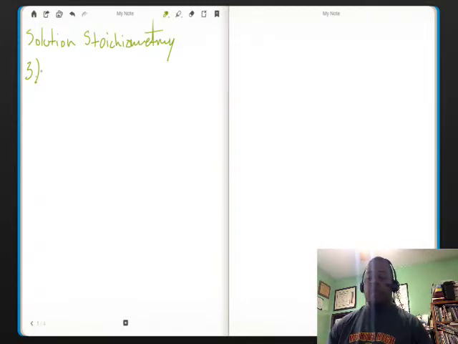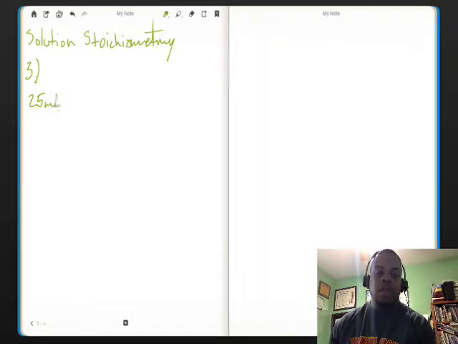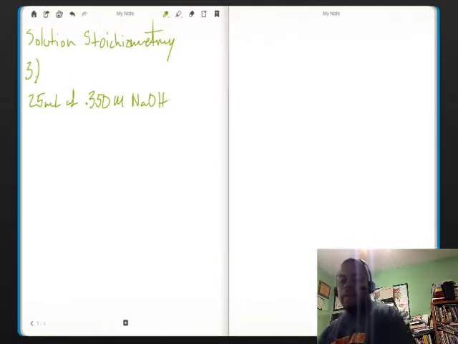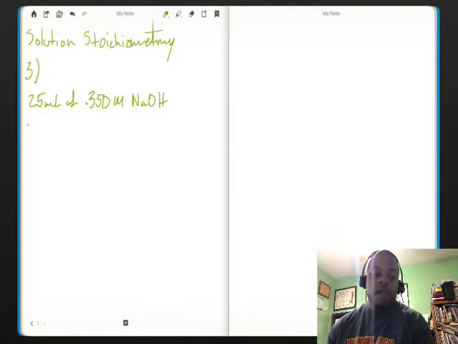So, problem number 3, 25 milliliters of 0.350 molar sodium hydroxide are added to 45 milliliters of 0.125 molar copper 2 sulfate. How many grams of copper 2 hydroxide will precipitate? So, taking a look at this, let's write out our givens. So we have 25 milliliters of 0.350 molar sodium hydroxide. Okay, and the next piece is 45 milliliters of 0.125. This is our copper 2 sulfate, so CuSO4.